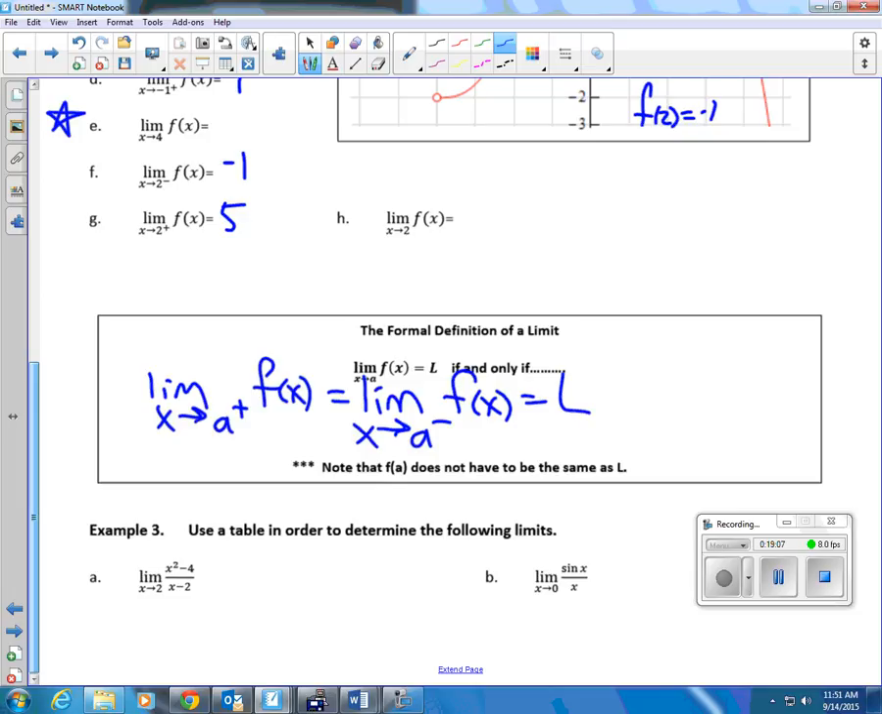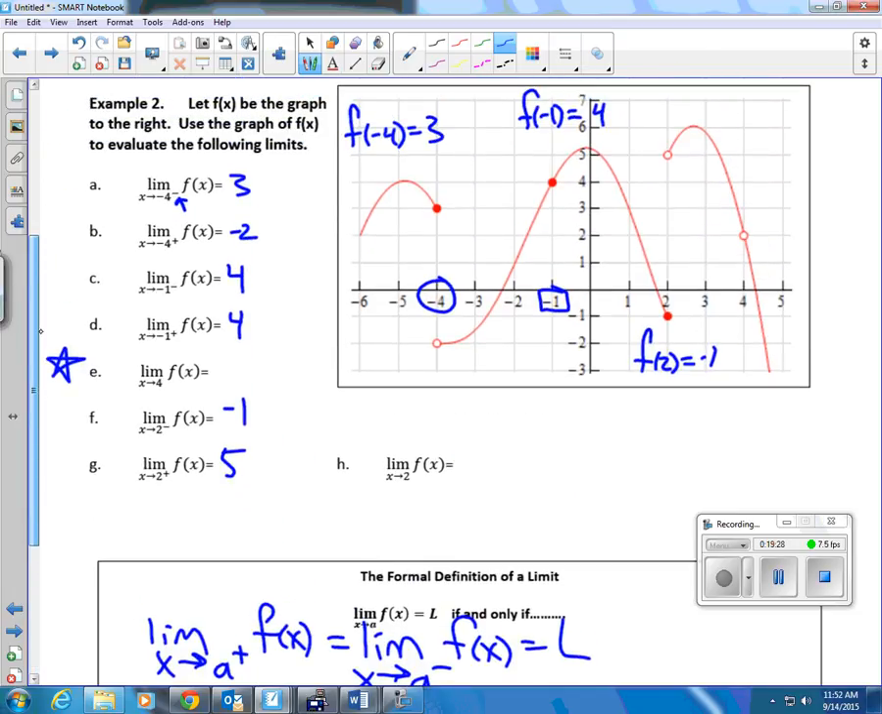So the two-sided limit exists if and only if the right hand is the same as the left hand. Got that? This is crucial. So let's go back to our examples. As x approaches -4, does the left hand exist? Does the right hand exist? The left hand exists and the right hand exists. But does the two-sided limit exist? No. Why? Because they are different.